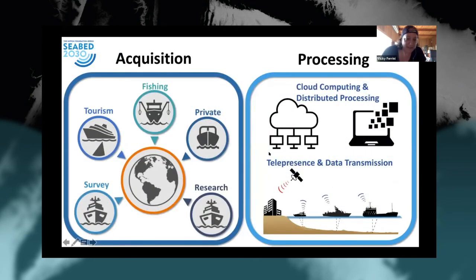So a couple of the things that are going to help us accelerate are new ways of acquiring data. So not just the typical sonar systems that are very expensive and installed on academic research vessels or survey vessels, but getting fishing vessels involved and private boats and tourism, and really working on the data side to really accelerate how we move data around and how we crunch it together into data products.